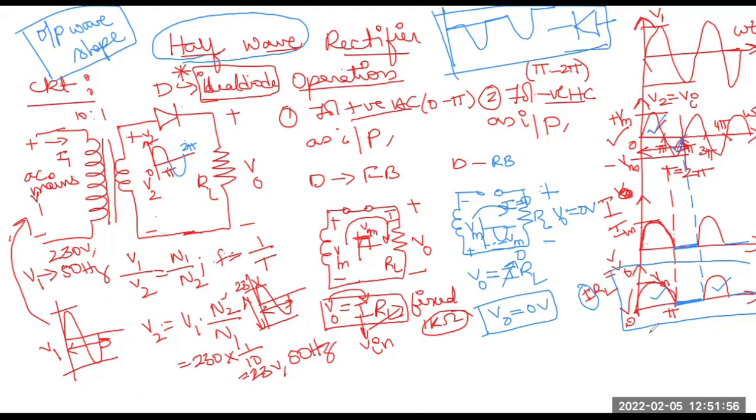So this is what we call the input, output waveforms. Clear? So for any rectifier circuit, this is what we will be studying. First one we study is the circuit. Second one we study is the operation. Third one we study is the input, output waveforms. Clear? Any doubts in this? So your final output here is going to be this.